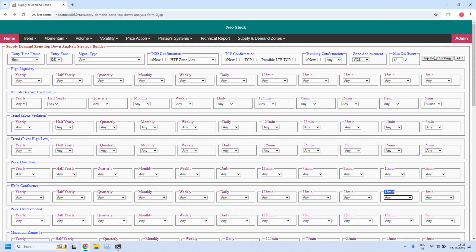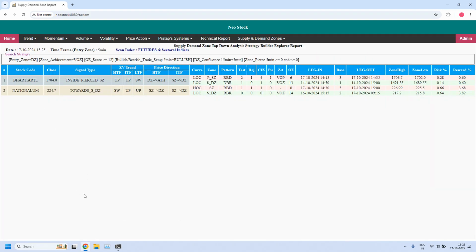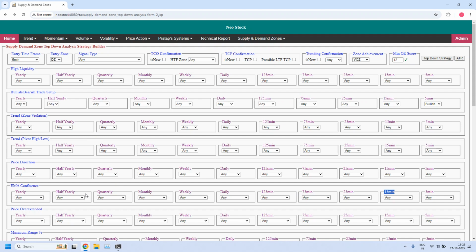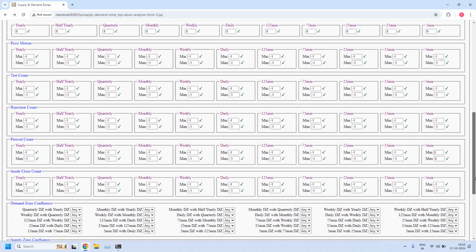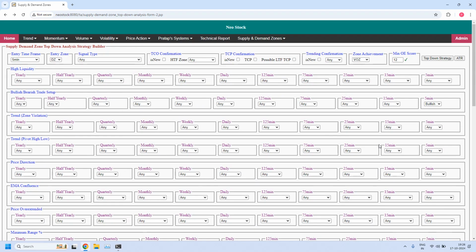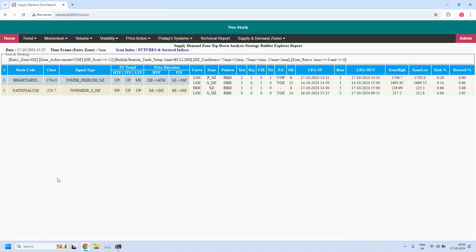Without this EMA filter, earlier we got two stocks, right? Out of these two, are any having even HTF confluence? Let's verify. So in the demand zone confluence, two more filters we need to set. That is 5 minutes demand zone with 75 minutes demand zone confluence, and 15 minutes demand zone with 75 minutes demand zone confluence. That is LTF, ITF, HTF confluence. So both these stocks are also supporting HTF confluence.